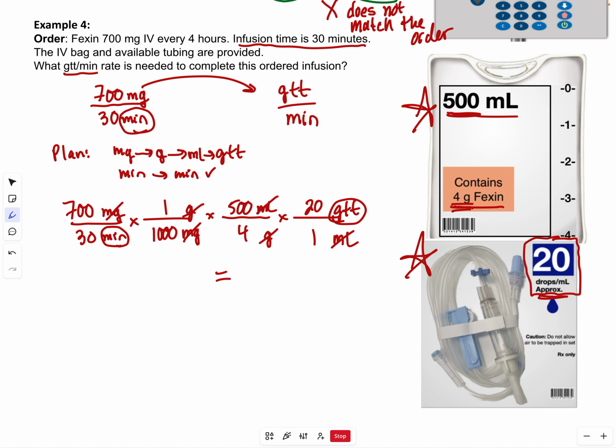So let's put all of this into our calculator. So I'm going to have 700 times 500 times 20. And I'm going to divide by 30 times 1,000 times 4. I got 58.3 repeating, and this is drops per minute. And since we are going to be counting these drops, we need to round to the nearest whole number. So this would be 58 drops per minute.